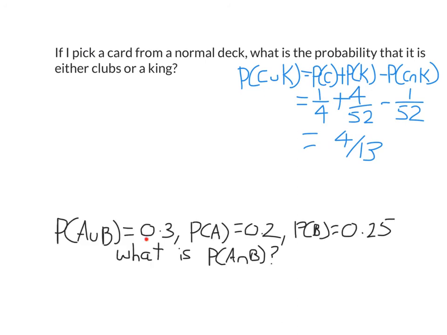So let's look at this question here. Probability A or B is 0.3, probability A is 0.2, probability B is 0.25. We can actually use the formula to find the probability of A and B. So what we have here is probability of A or B equals probability of A plus probability of B minus the probability of both. We can just use this formula and solve this equation to find the probability of A and B. So, of course, 0.2 plus 0.25 is just 0.45. And so, of course, this leaves us that the probability of A and B from this information must be 0.15.